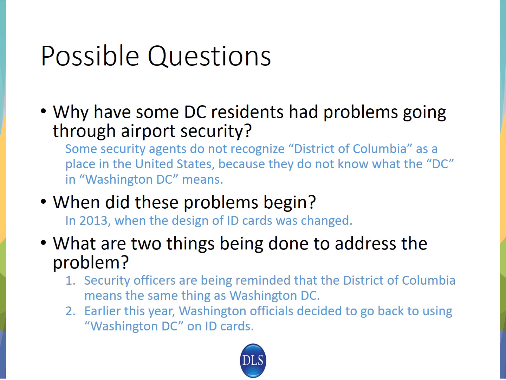What are 2 things being done to address the problem? Number 1, security officers are being reminded that the District of Columbia means the same thing as Washington, D.C. 2, earlier this year, Washington officials decided to go back to using Washington, D.C. on ID cards.